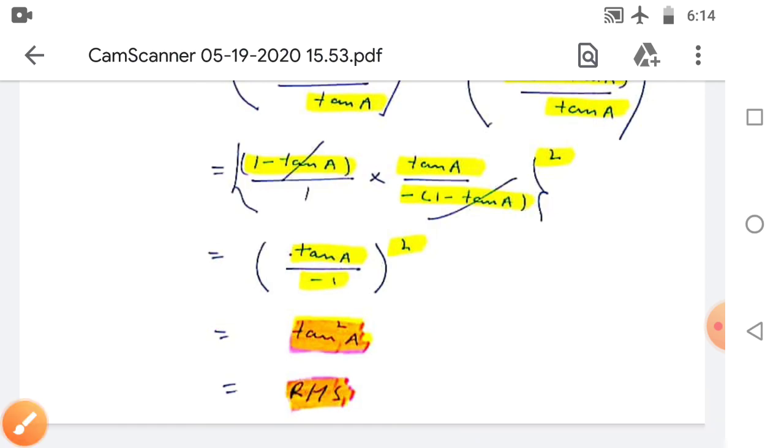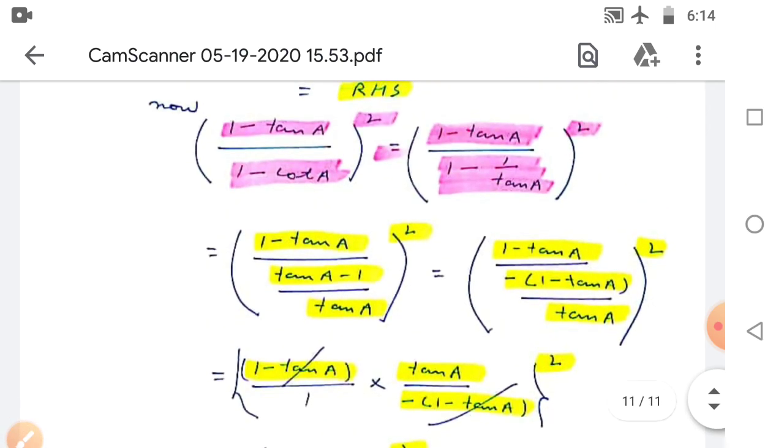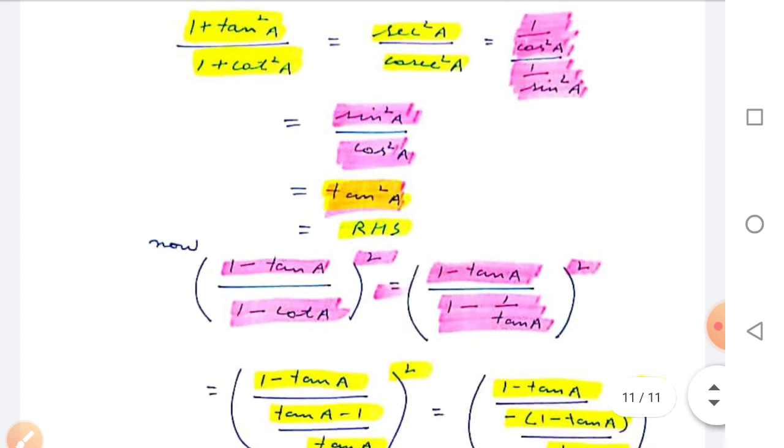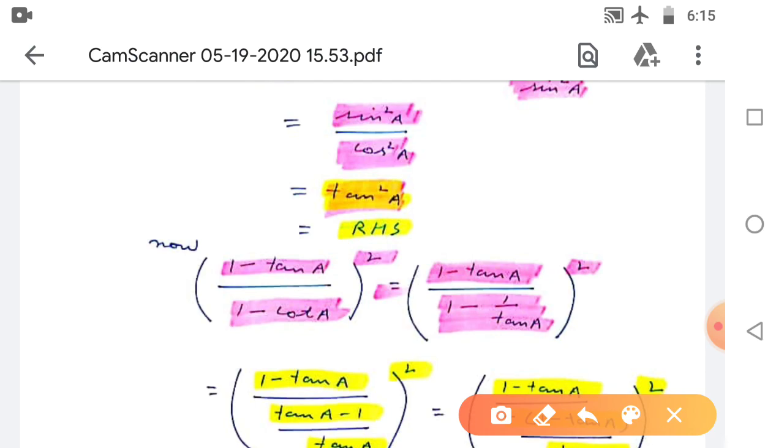Clear? So today we have done this exercise 8.4, and this exercise is totally based on identities. In these types of questions, if you are starting with LHS, you need to see the RHS, and after every step keep one thing in mind: what is given in the RHS. Accordingly you have to move.